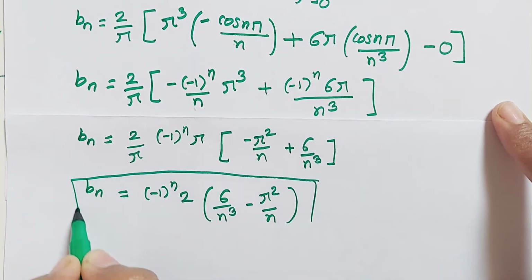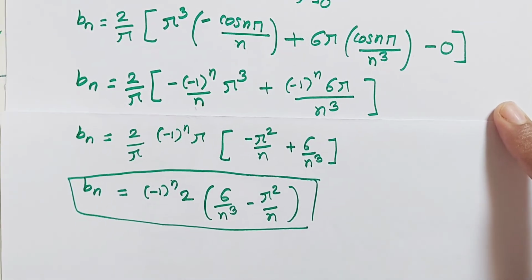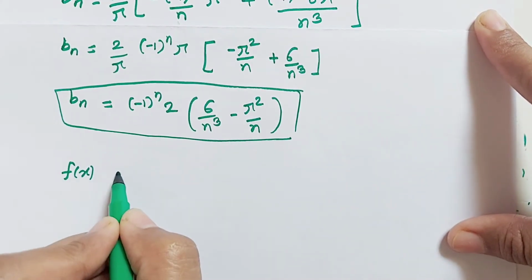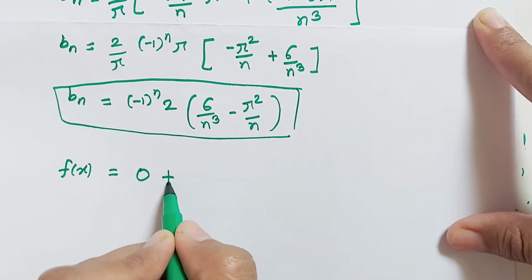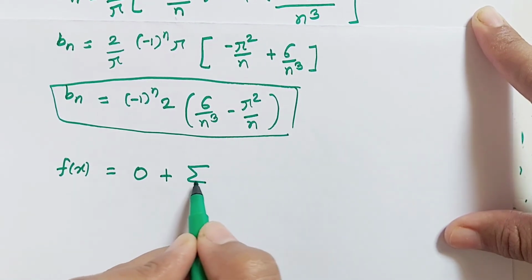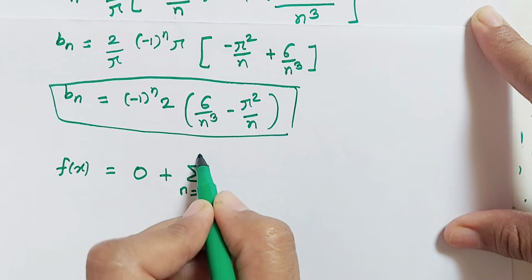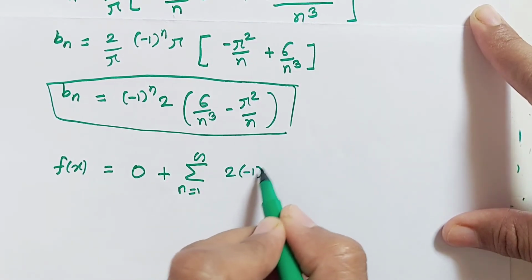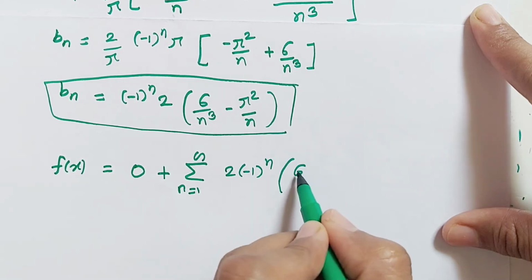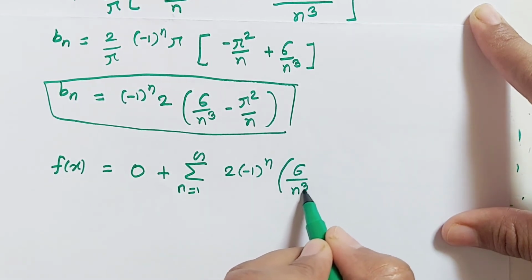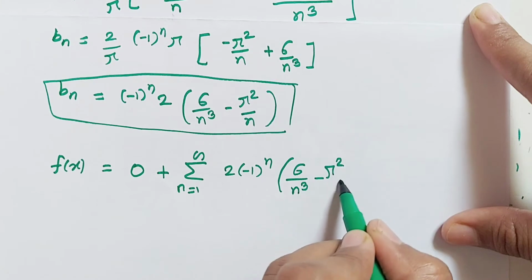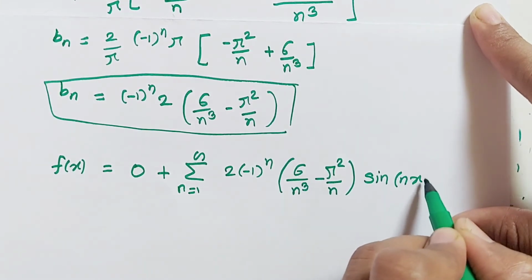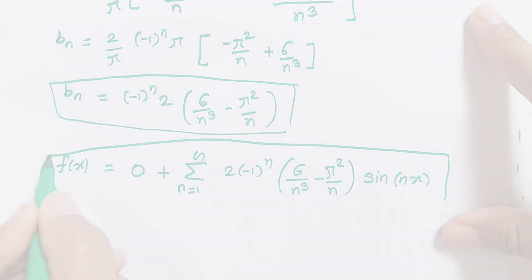Now we know the value of a0, an, bn. So put this value in the Fourier series. Therefore f of x equals to, a0 is 0 because our function is odd. Similarly an is also 0. So n varies from 1 to infinity. We just have to put the value of bn. So it is 2 minus 1 raised to the power n in bracket 6 divided by n cube minus pi square by n into sine nx. And this is our final answer.